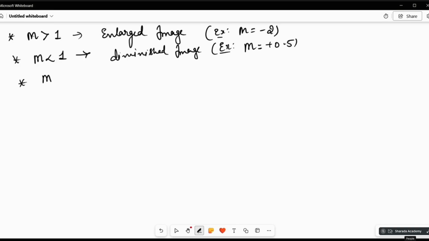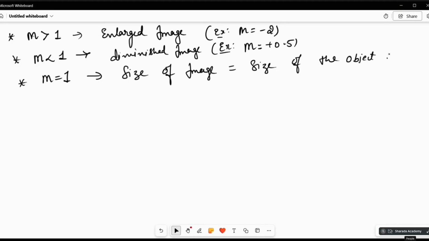And when M is equal to 1, the size of the image is equal to the size of the object. When the M value you get is equal to 1, the size of the image will be equal to the size of the object.